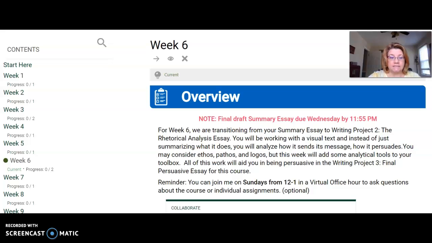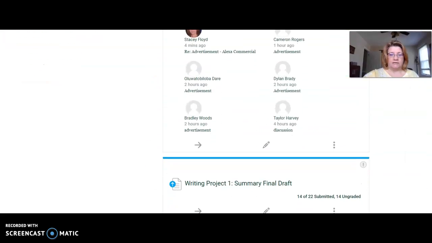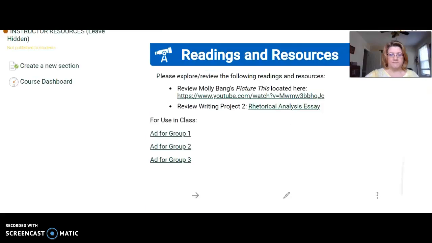So Week 6 is all about transitioning out of Writing Project 1 and into Writing Project 2. Your summary essay should already be turned in as of this Wednesday at midnight. So be in touch if there's any discussion about why that is late or not there yet. But I'm beginning to grade those now. And you'll see the turn-in place is right here in Week 6, Writing Project 1 Final Draft.